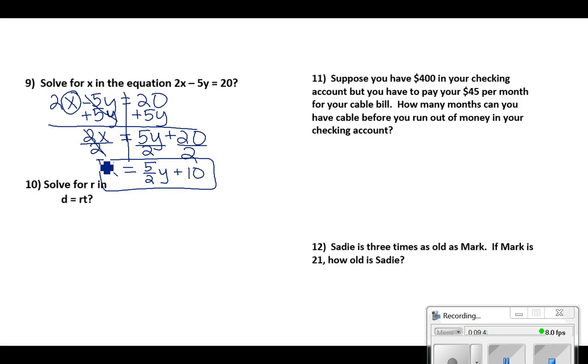Number 10, solve for r in d equals rt. So we're solving for r, which means we need to get rid of the t. So we're going to divide t on both sides. So d divided by t equals r.